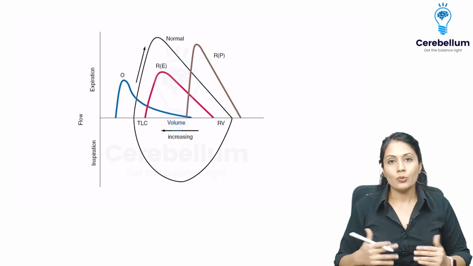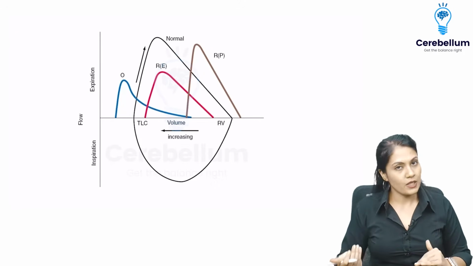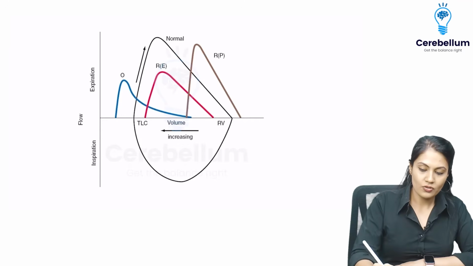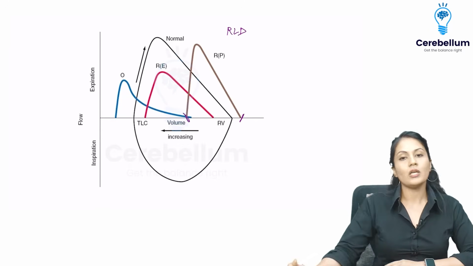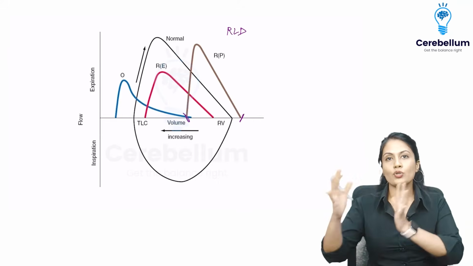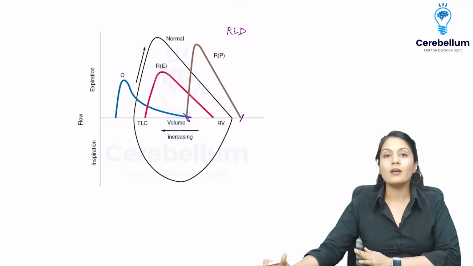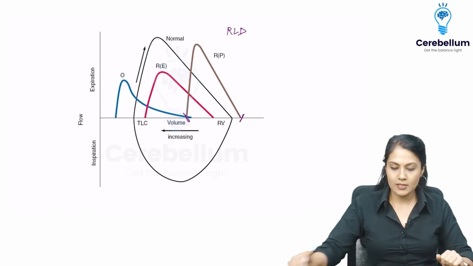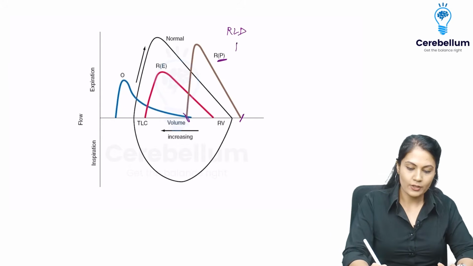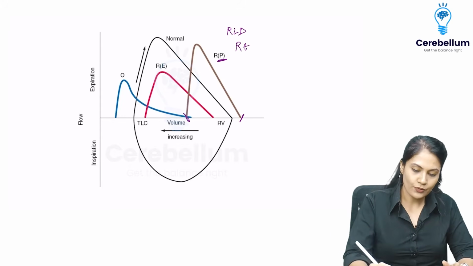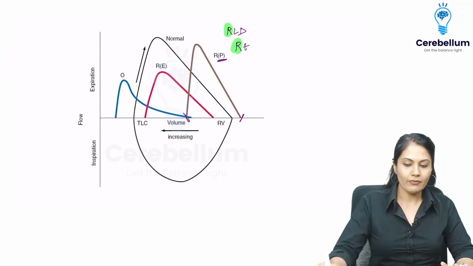Now, how to remember where the shifts are going to occur? If it is the restrictive lung disease, because the residual volume as well as total lung volume will be reduced, the graph is going to shift towards the right hand side. But there should be parenchymal disease. So, in the parenchymal restriction, the graph is going to shift towards the right. So, please remember, the right shift will be seen in the restrictive lung disease.